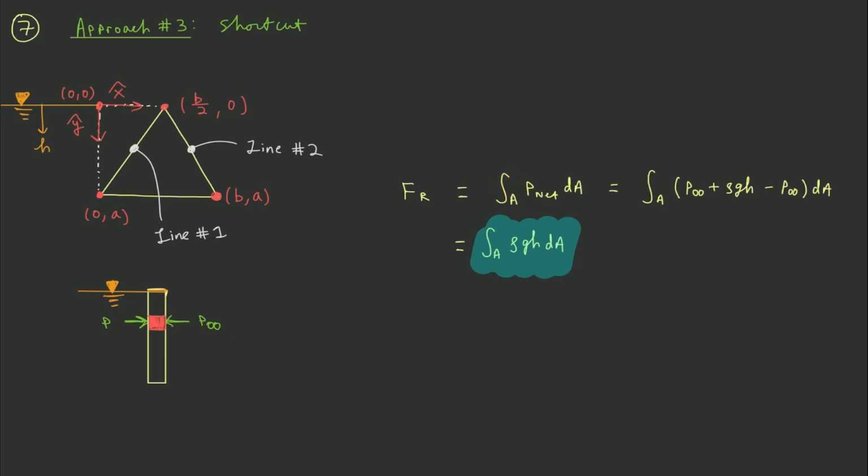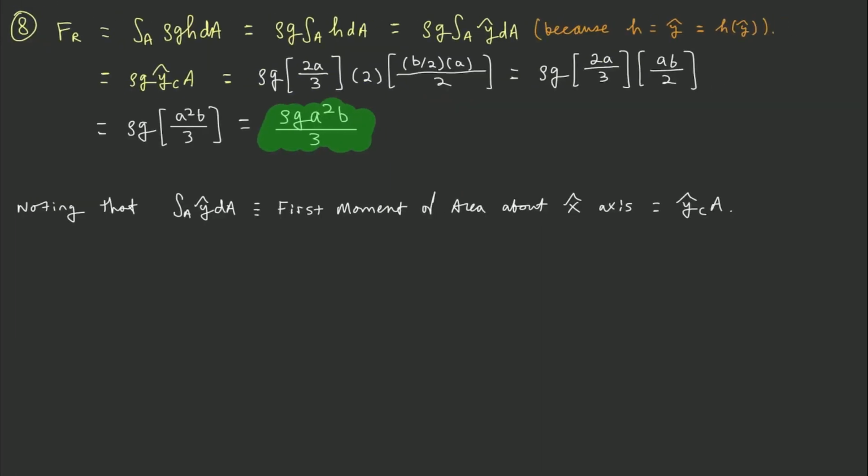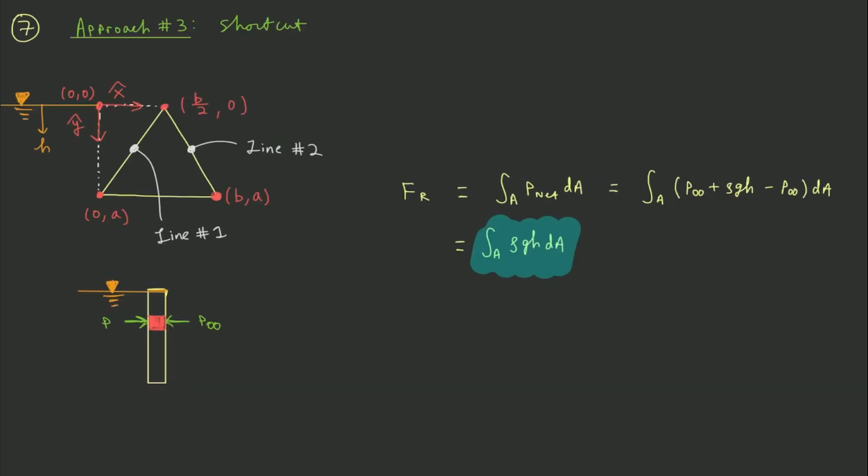If we just stop here, we don't draw any differential elements, and we move on to the next slide and we say, well, the integral over A of rho g h dA, that's just rho g times the integral over A of h dA. So what we have here is our custom coordinate system, x hat, y hat, such that y hat is basically equal to h. We know that h is positive down from the free surface, and we have drawn y hat such that it is also positive down from the free surface.